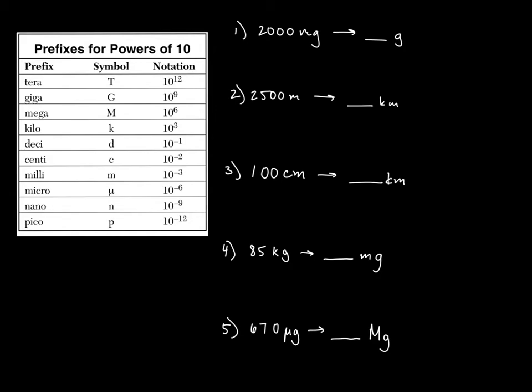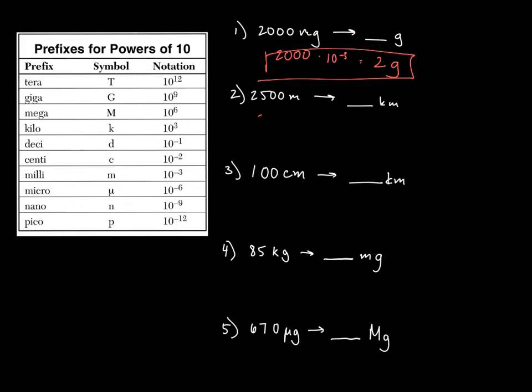So number 1, 2,000 milligrams to grams. For that, you should start going from milli to the other side, prefix to base. So you multiply it by 10 to the negative 3, which gives you 2,000 times 10 to the negative 3 equals 2 grams.